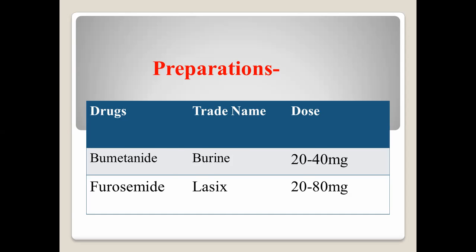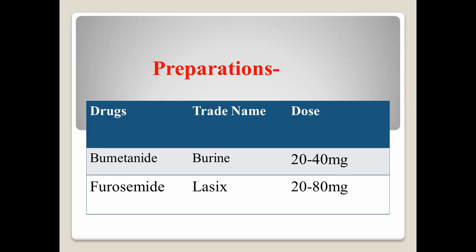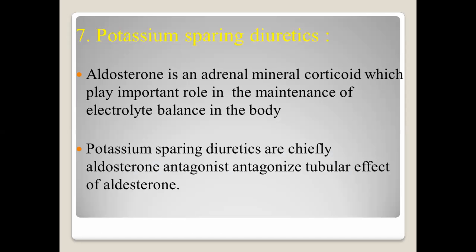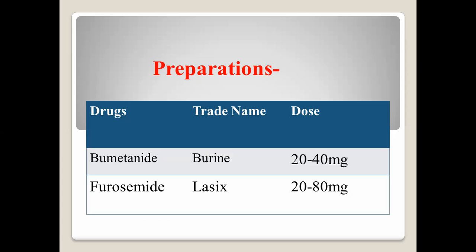Okay, so mainly these loop diuretics act on the first stage of diuresis. By their action on the loops of Henle, they prevent active tubular reabsorption of sodium and chloride ions, and their administration leads to the diuresis process. These diuretics have high potency, that's why they are given cautiously, as they cause rapid reduction of extracellular fluids. That's why they are taken with precaution.